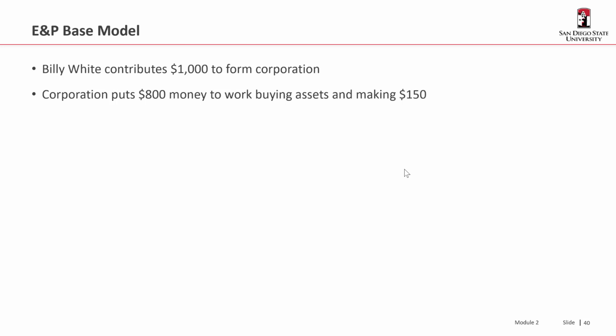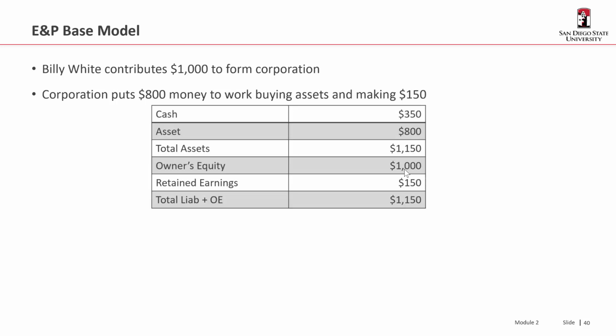So what if instead of buying stock, Billy White actually contributes $1,000 to form a corporation. And the corporation puts $800 in money to work and it buys assets. It leaves the other $200 in cash. And then it makes $150. And so if we think about what its balance sheet would look like at the end of the year, it's got cash of $350, right? So it's got $200 left over from what Billy contributed, plus the $150 that it made. It has that asset, right? We don't know what the asset is, but it's worth $800. So total assets are $1,150.